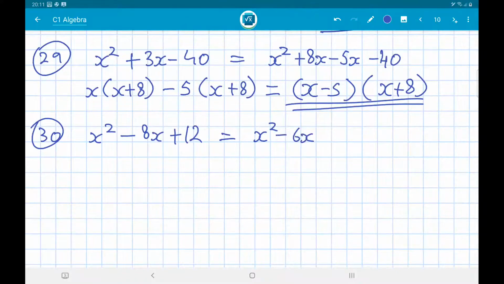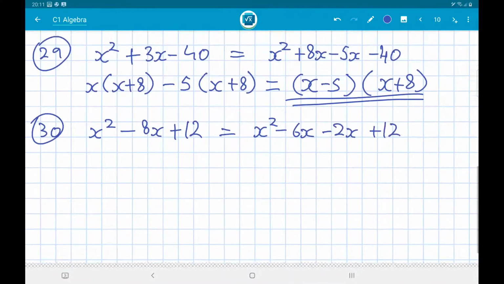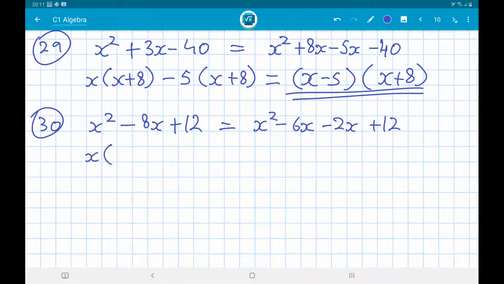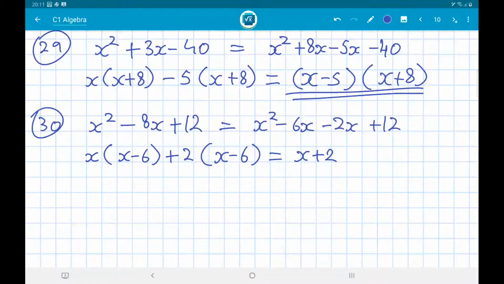So that gives you x squared minus 6x minus 2x plus 12. And then you have x as a common factor, and you get x minus 6. And then you have 2 as a common factor, and you get x minus 6. I don't know why, but that does not seem to add up. Am I doing this right? Because I feel like I'm not. What has gone wrong there?